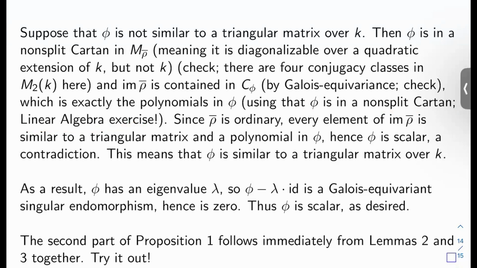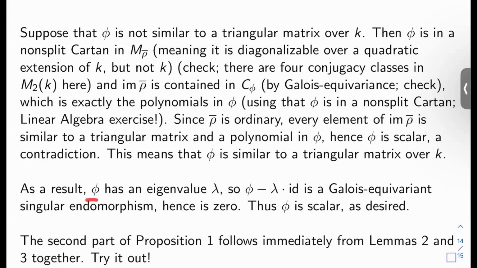Okay, since rho bar is ordinary, every element of M rho bar is similar to a triangular matrix and to a polynomial in phi. But then phi has to be scalar, right? Because we're assuming phi is not similar to a triangular matrix over K. So basically what would have to happen here is that phi would have to be a scalar polynomial. So scalar, okay. But that's a contradiction, right? Because if it was scalar, it would definitely be similar to a triangular matrix over K. Okay, so contradiction. So phi is similar to a triangular matrix over K then.